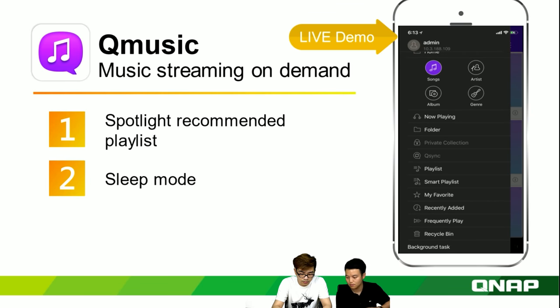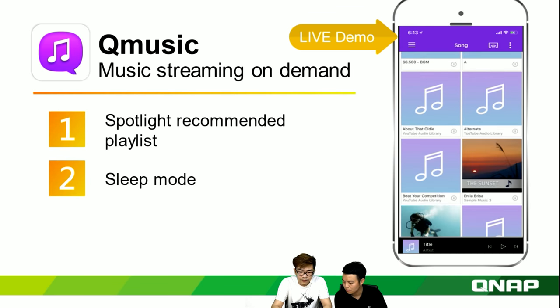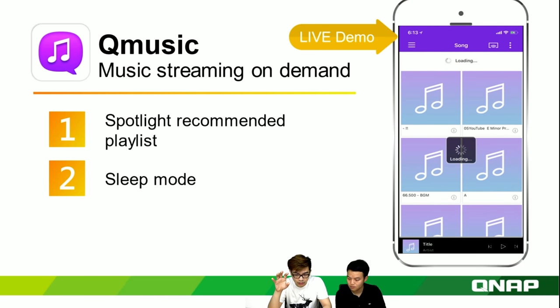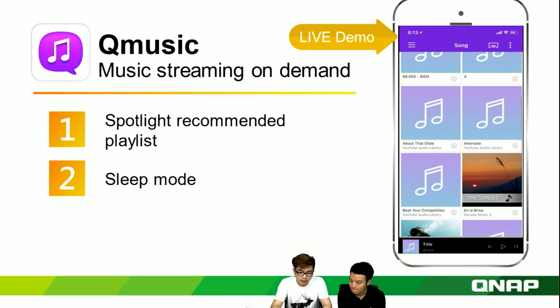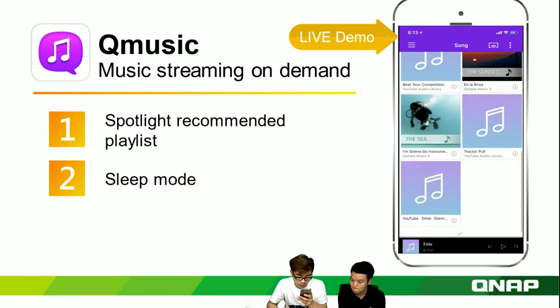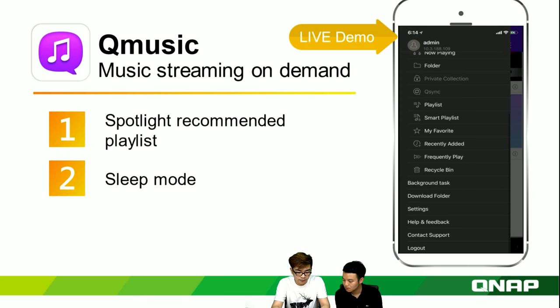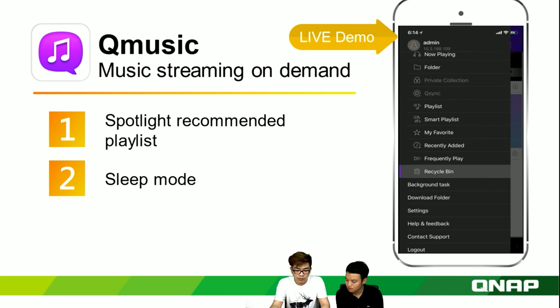If you have your MP3 or FLAC data or something, and they have pictures, it will automatically upload right here. So you can pick the songs. Maybe you don't have to read the words. You can just see the cover of the album and choose. And you can choose by your smart playlists: my favorite, recently edited, frequently played, or which you have thrown into the recycle bin.